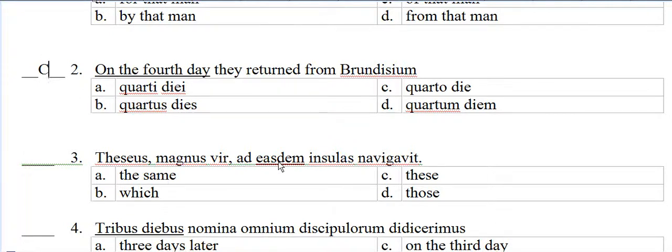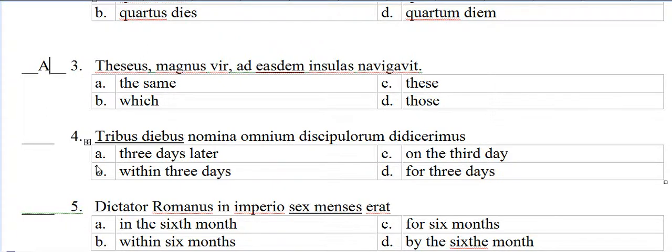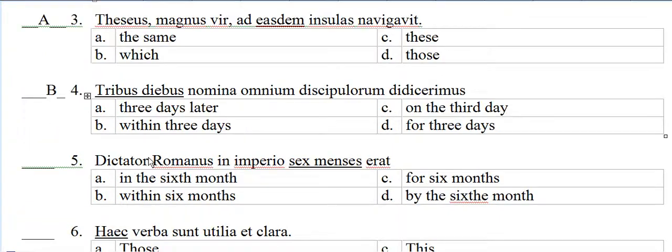Eisdem is just testing you on your vocabulary, and you have to know that idem is translated "the same." Tribus diebus is an ablative of time, and tribus means 3, and so the best way to translate 3 ablative times is "within 3 days." It's not "third." "For 3 days" would be an accusative of time, and "3 days later" would be using a form of post.